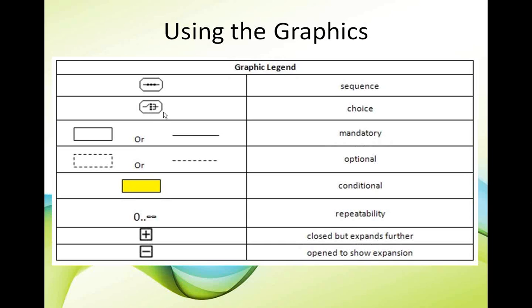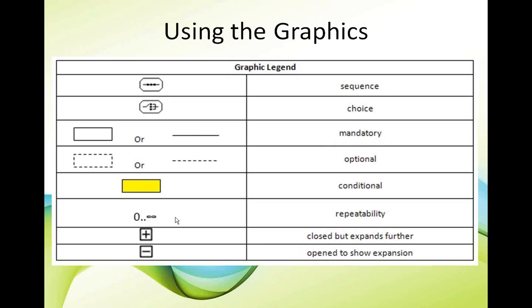This means a sequence. This symbol means a choice, a switch. If it's a solid line or box, that means it's mandatory. If it's dashed, that means it's optional. If it's yellow, that means it's conditional. Go and look at it and see if it really applies or if there's some other things that you need to have to meet validation.